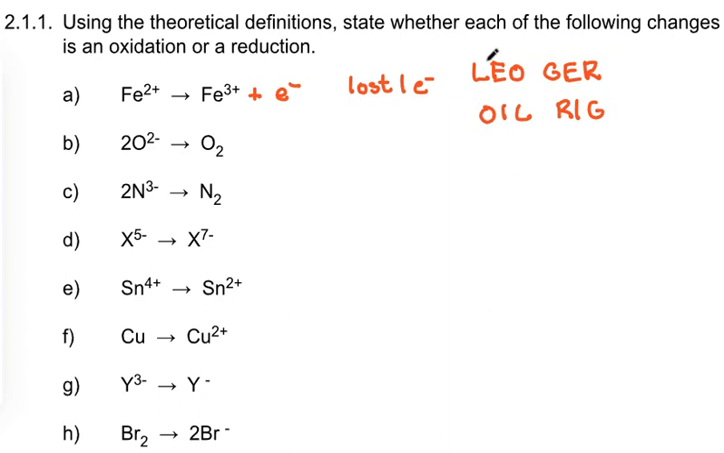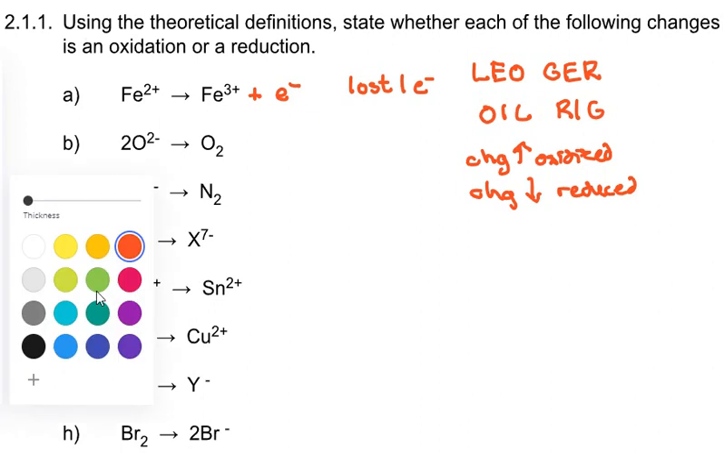Yet another way you can think of this is if your charge goes up, you've been oxidized. And if your charge or your oxidation state goes down, you have been reduced. So looking quickly at this, you could see from +2 to +3, the charge went up, therefore iron was oxidized. Let's see if we can do some more of these.